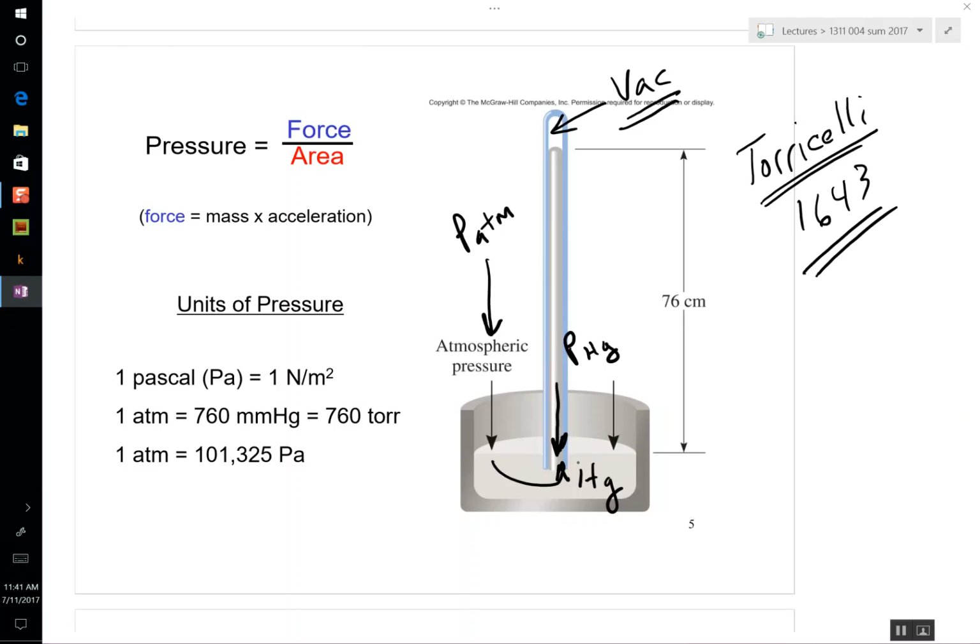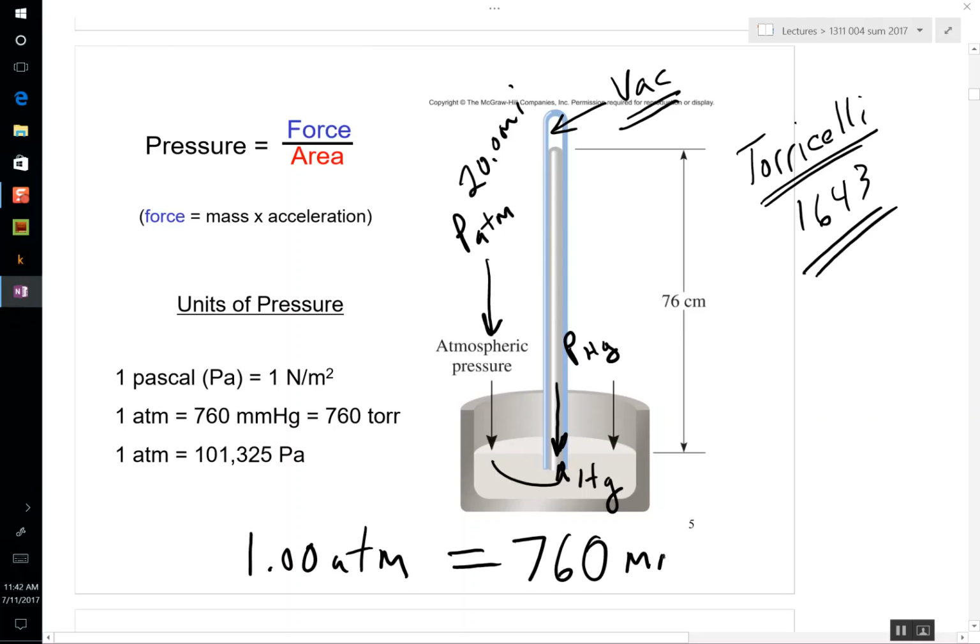That column of liquid is creating a certain amount of pressure, a force. It's pushing down with a certain force per unit area. But so is the 20 miles of air, pushing down with a force. And so 1 atmosphere, or the 20 miles of air column, is equal to a 760 millimeter column of mercury.